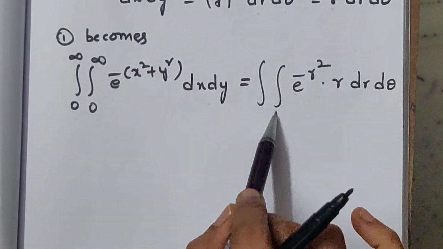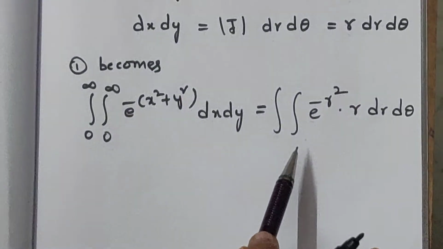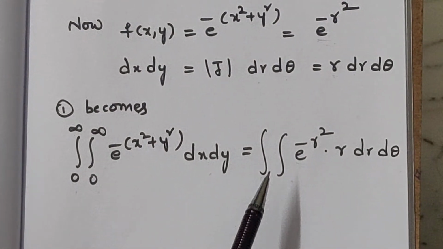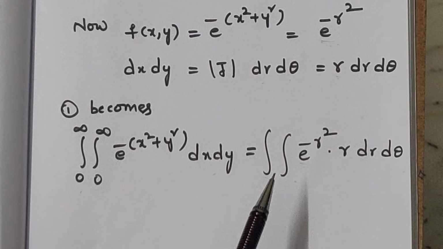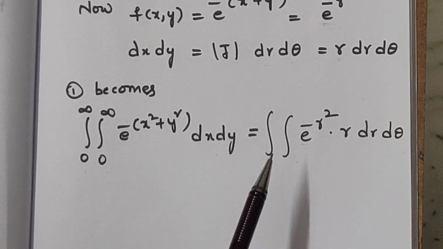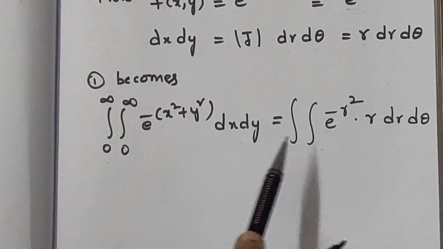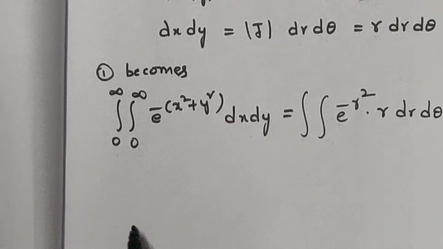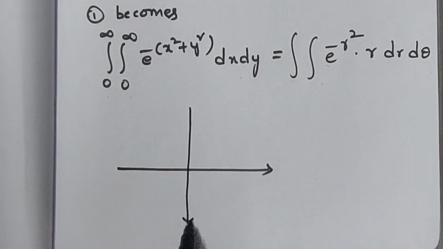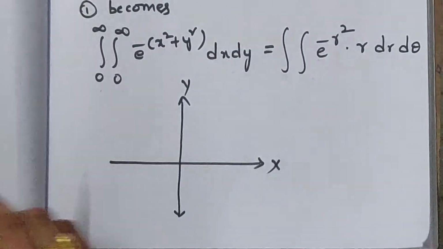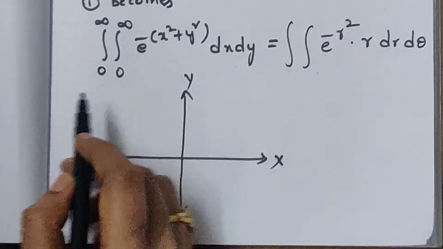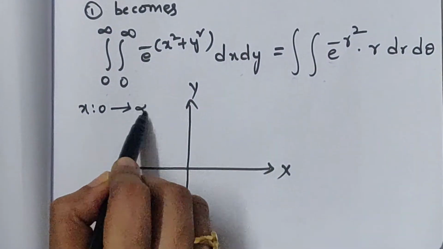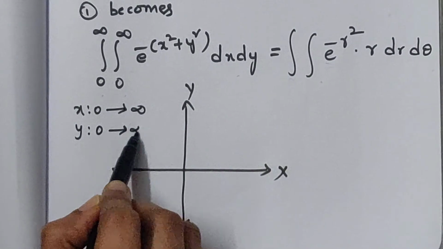Now we require r and theta limits. We have to determine r and theta limits. When will we actually get r and theta limits? In the region of integration, by taking one radii vector, you will get r and theta limits. So first identify the region of integration. For that, take the x-axis and y-axis. Here, given x limits 0 to infinity, y limits also 0 to infinity.